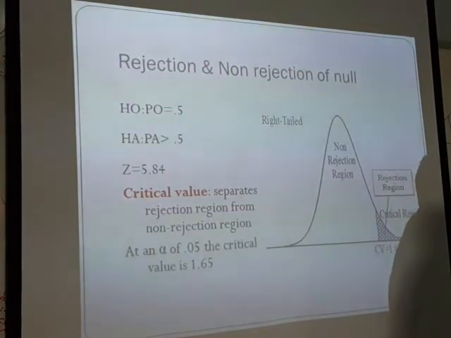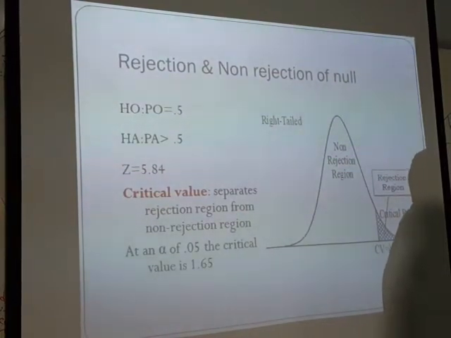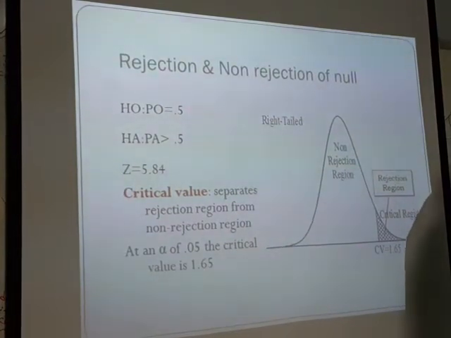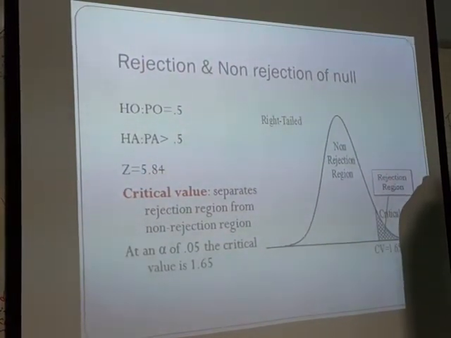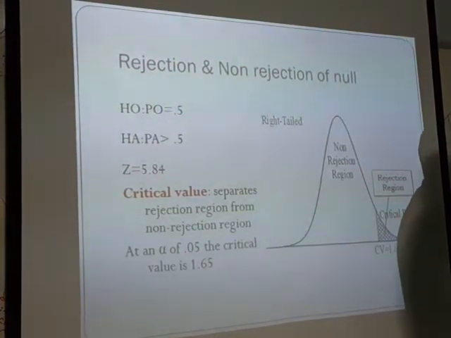Now a second situation may occur, where the value you have got does not fall in the rejection region. It falls in the non-rejection region. Then you will say nothing. You will fail to reject, so you will tell nothing about the alternate hypothesis.